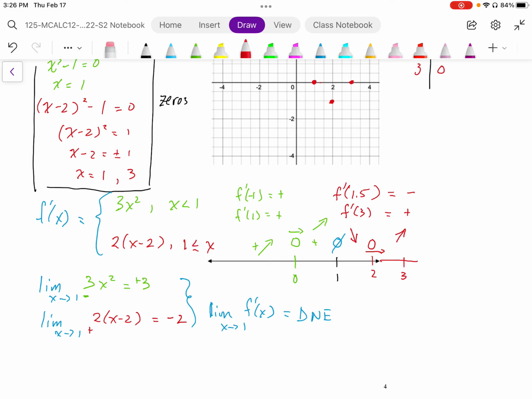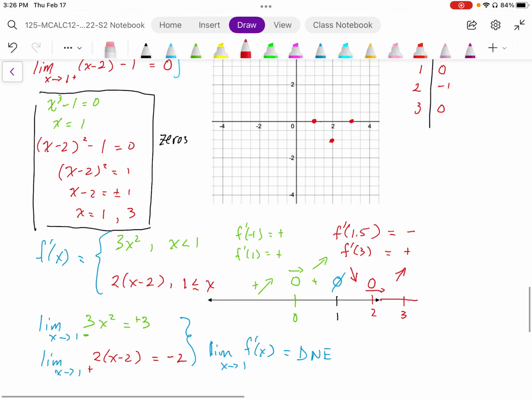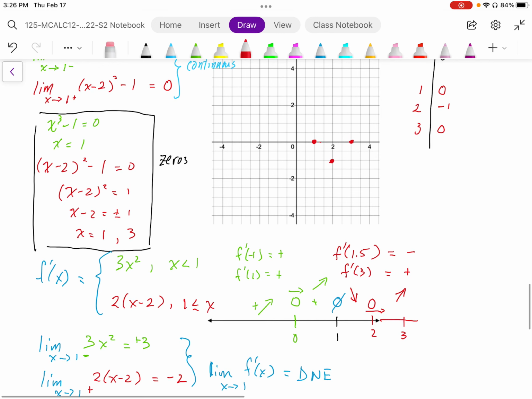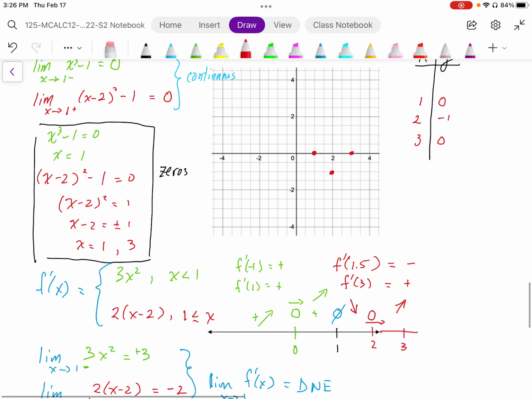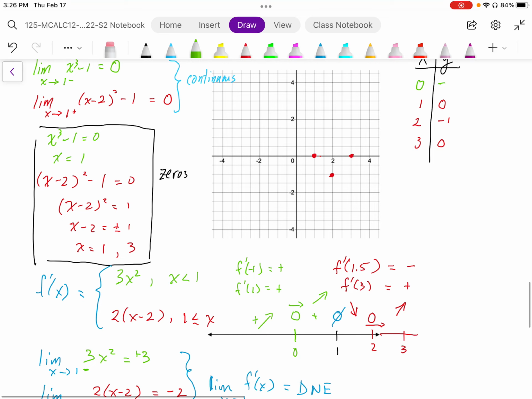So there's my slope chart. I have undefined slope at 1. I know that it's got a positive slope coming into it, negative slope coming out of it. It is a kink in the graph. Okay, so I'm going to start putting in a few more coordinates here. So at x equals, let's put in 0. At x equals 0, we have a y coordinate of negative 1.